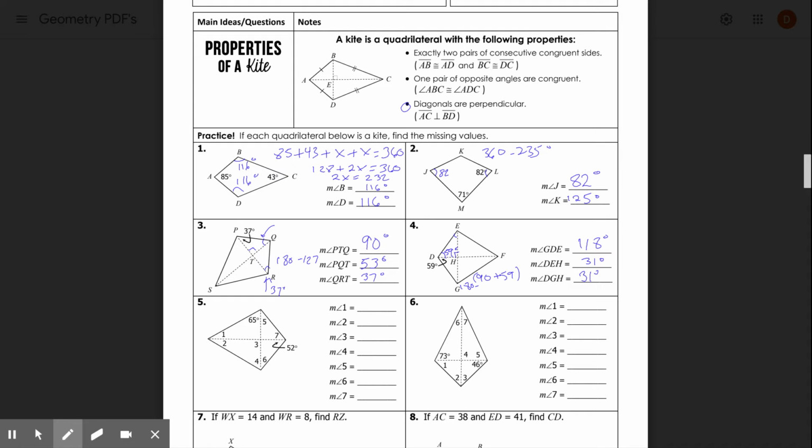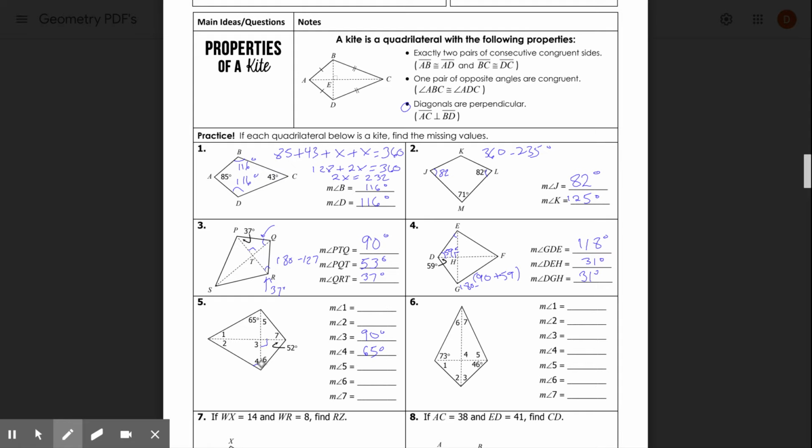Okay. For number 5, we're just going to find all these angles. So you have to figure out where to start. We have this angle at 65. So that means that angle 4 must also be 65. We also know that angle 3 is 90. From that, we can figure out this is also 90.